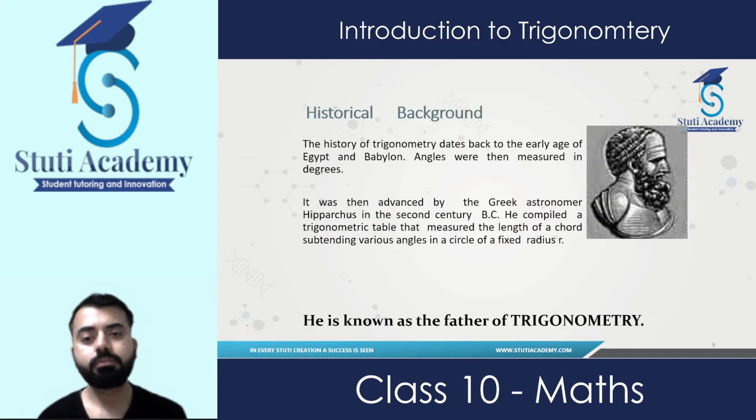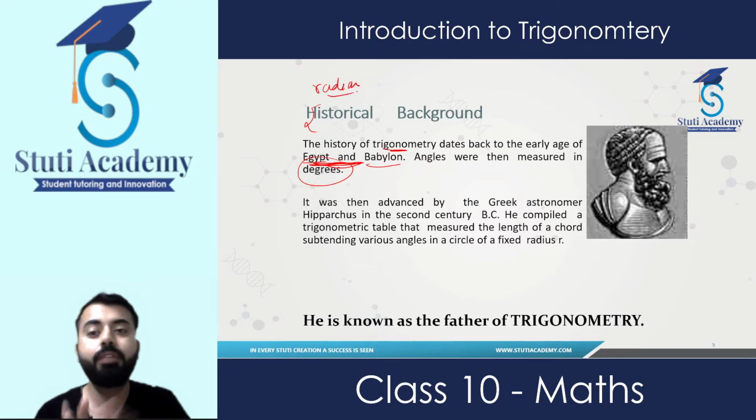So before we start, let's just go back to the historical background of this. See, the history of trigonometry dates back to the early age of Egypt and Babylon. See, in both of these regions, trigonometry originated. That time the angles were measured in degrees, but now we can measure them in radians also. That will be told to you in your class 11. But for now, remember this, we are focusing on our degrees, but angles can be measured in pi radians also.